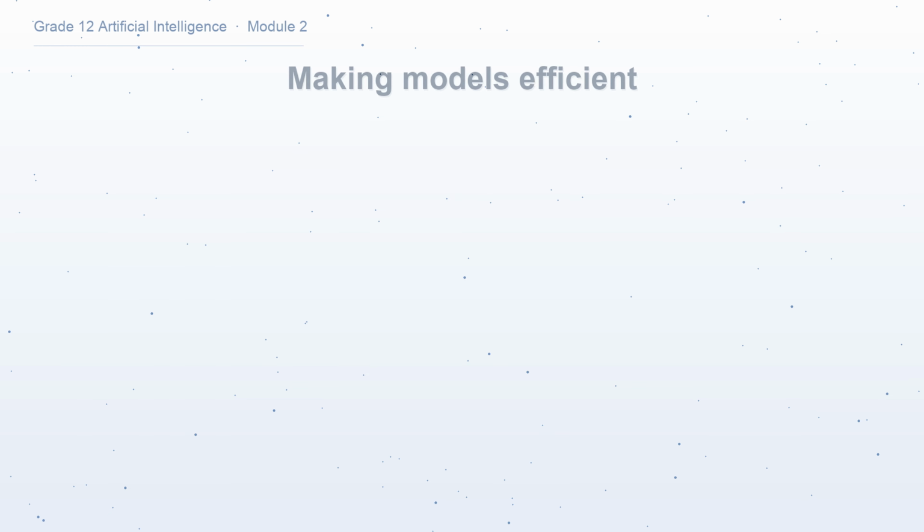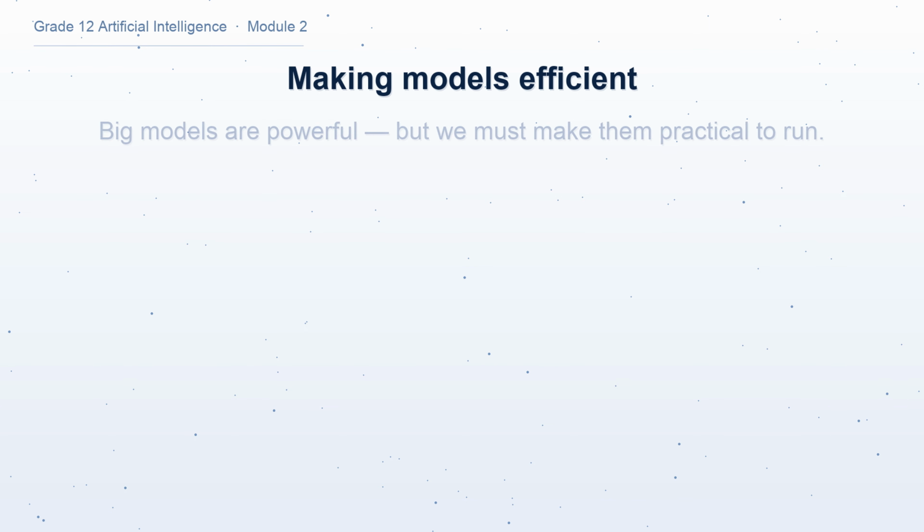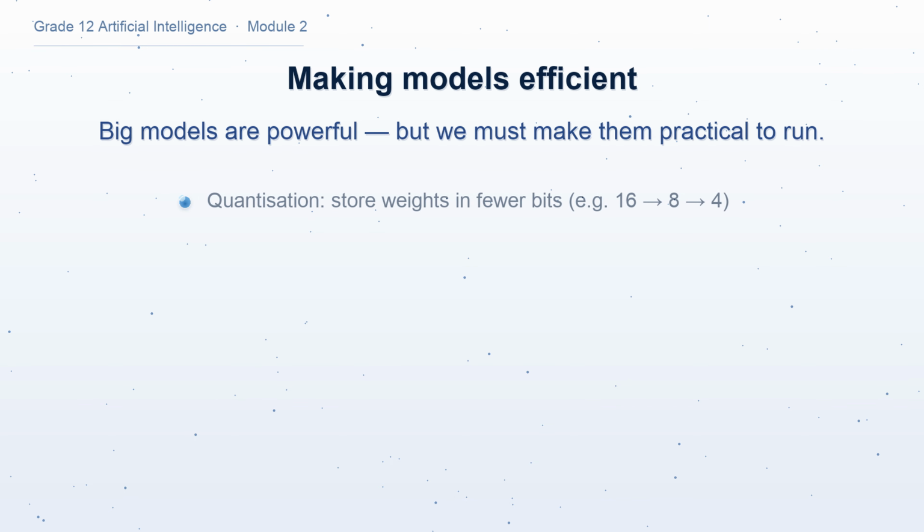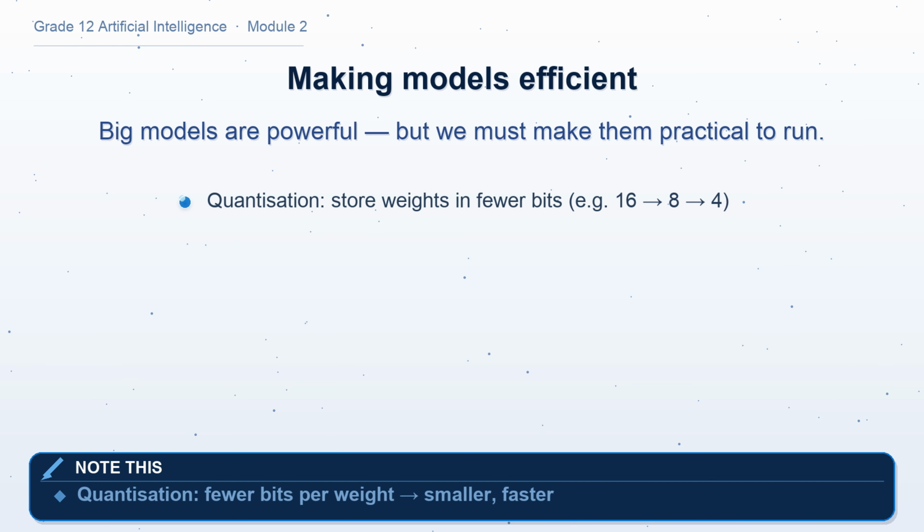A model with billions of parameters is powerful but heavy. Two techniques make these models practical to run. The first is quantization. We store each weight using fewer bits, moving, for example, from 16 bits down to 8 or even 4. This shrinks memory and speeds up inference, usually at only a small cost in accuracy.